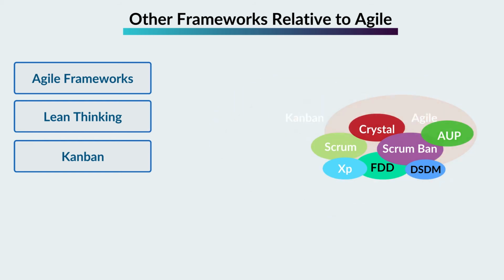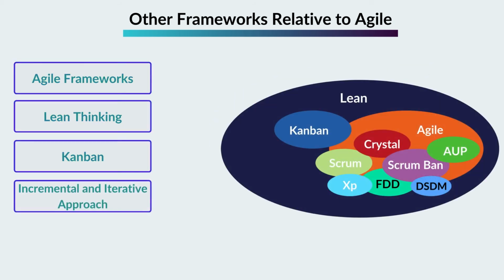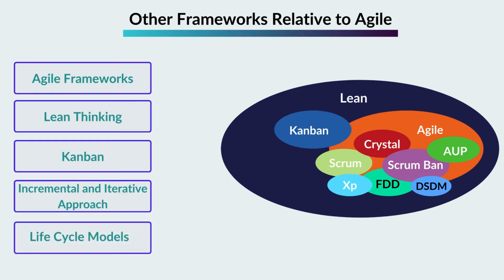Incremental and iterative approach. Agile frameworks, including Scrum, are known for their incremental and iterative approach. Work is broken down into smaller increments, and development occurs in short iterations, such as sprints in Scrum. This approach allows for regular feedback, adaptation, and frequent delivery of valuable features. Life cycle models. Agile methodologies can be applied to different life cycle models, including iterative, incremental, adaptive, and even traditional models. Unlike some traditional approaches, Agile methods are flexible and adaptable, which allows teams to choose the life cycle model that best suits their project.